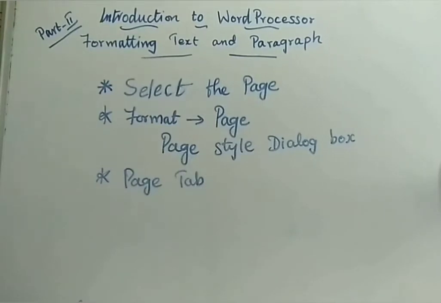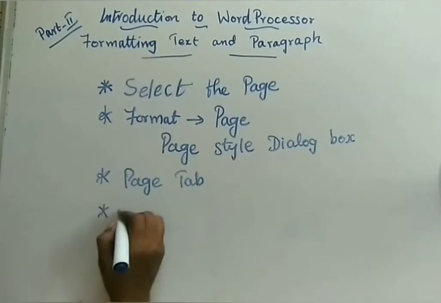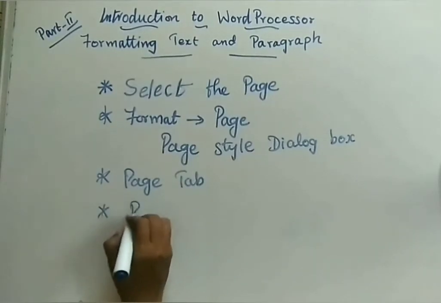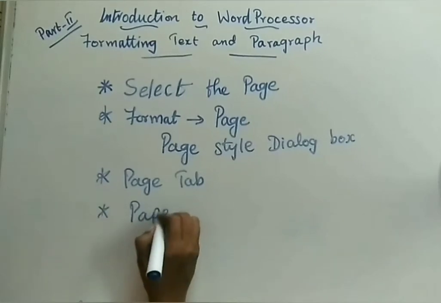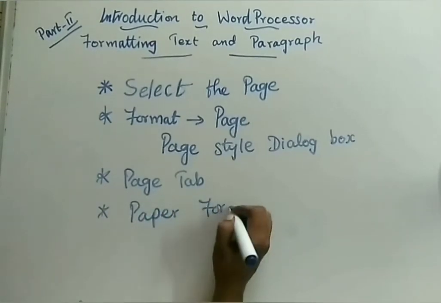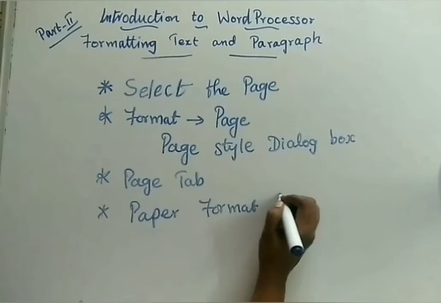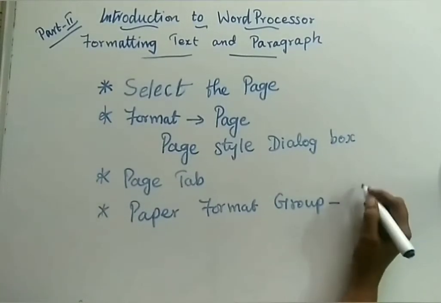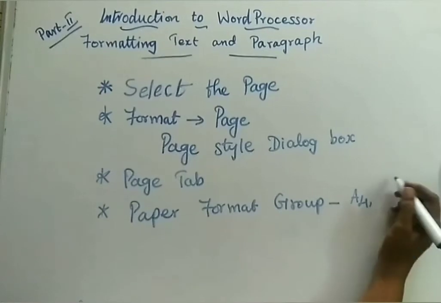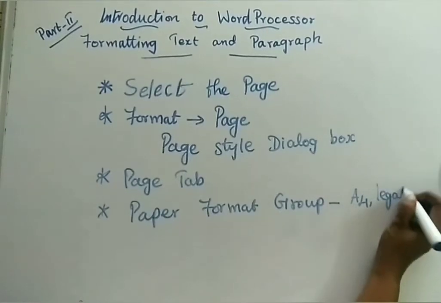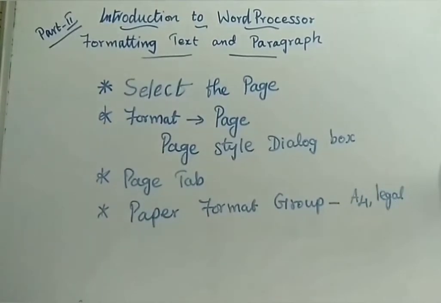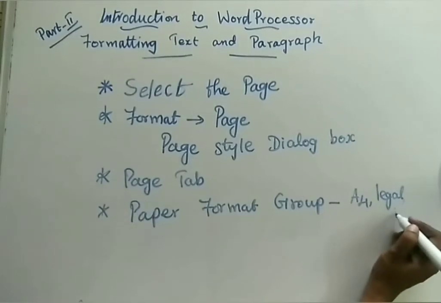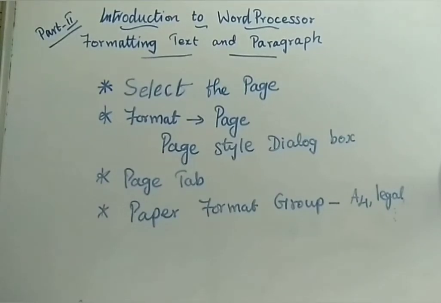After selecting the page tab, what you have to do? Then you have to select the pages that you need from the paper format group. In this paper format group, you have to select A4, otherwise based upon your paper. Whether it can be A4 or it can be legal, or many options will be given there. You have to select.